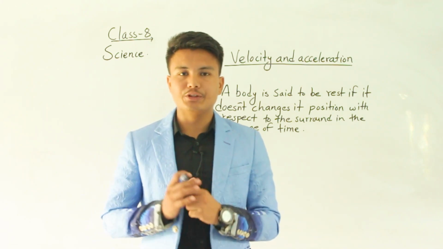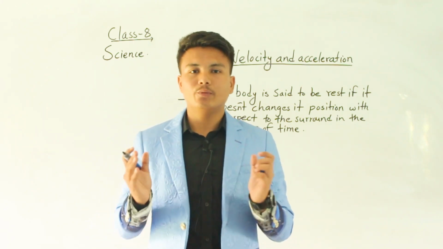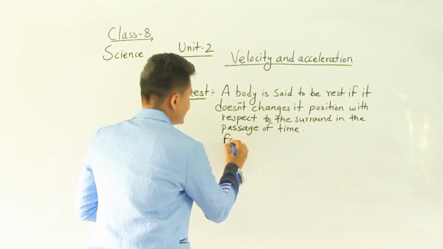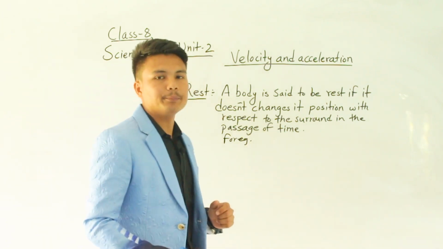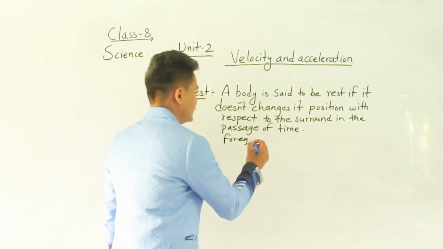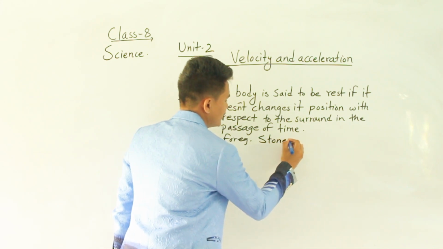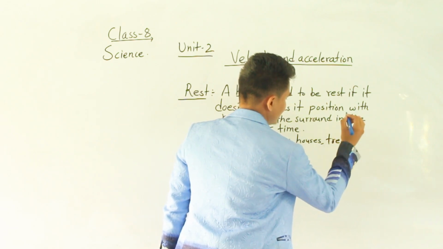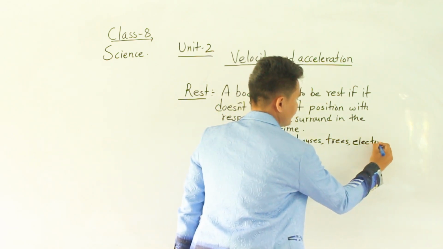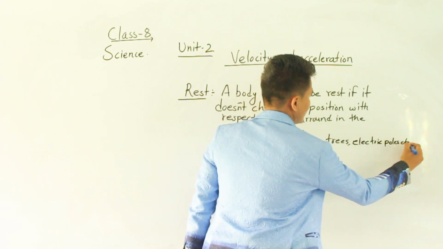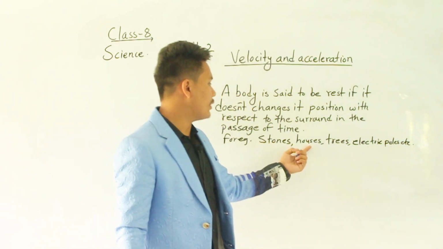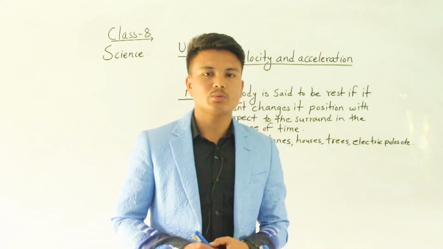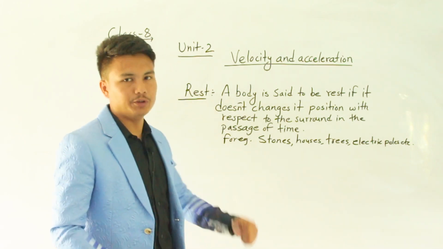If a body does not change its position, then we can say that body is in which position? Rest position. So I will provide you some examples to clear this definition. For example, stone, which we have already taught. Stones, houses, trees, electric poles, etcetera. These stones, houses, trees, electric poles do not change their position. That's why they are at rest position.